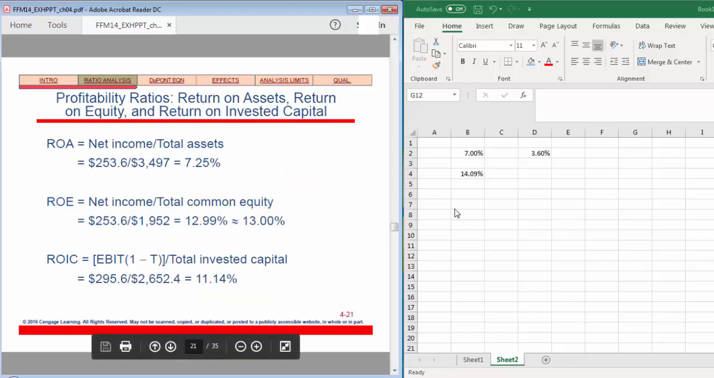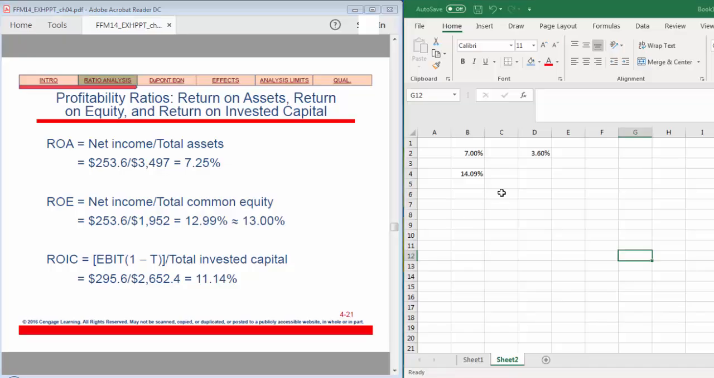Let's look at some other asset related ratios. The first one is return on asset, which is simply net income. Net income again is going to come from the income statement, which we had just taken. So it's 253.6 divided by total assets, which again is going to come from the balance sheet, is 3497, and this is roughly 7.25%.